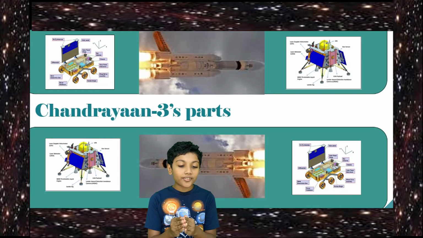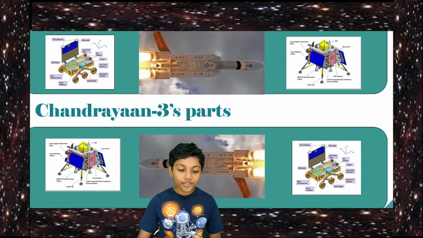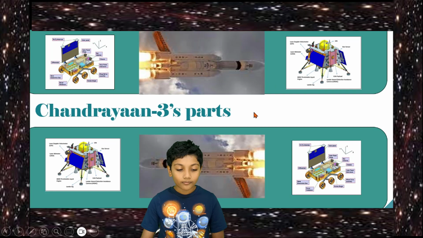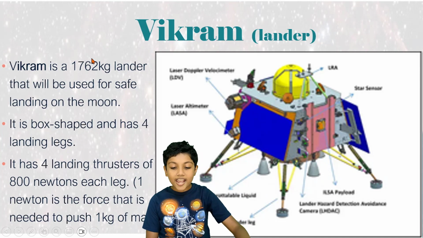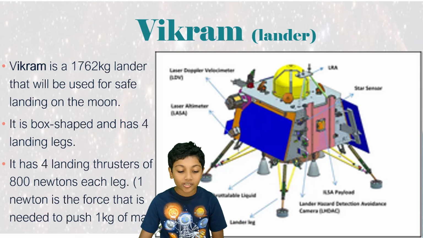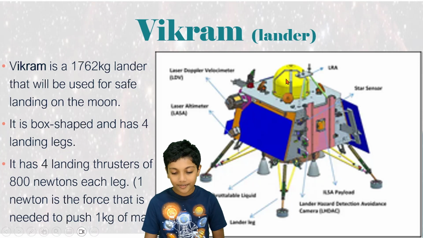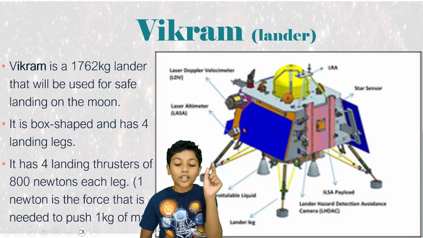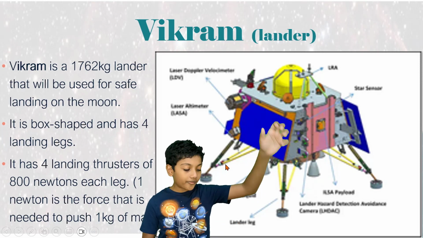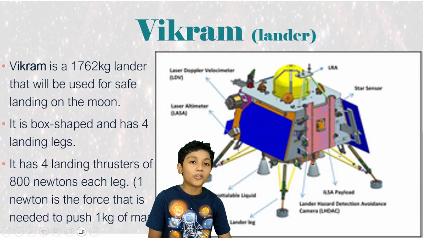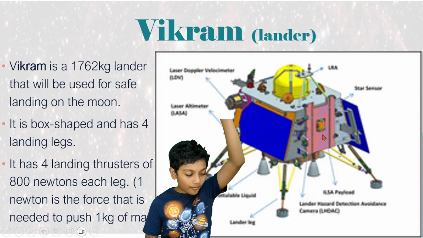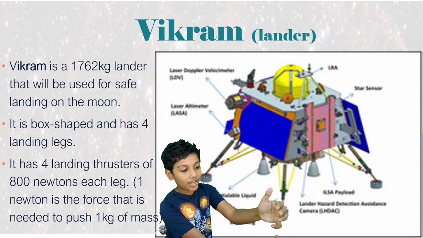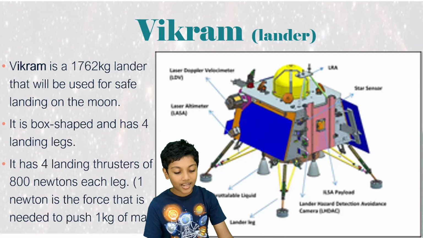Now, let's go through Chandrayaan-3's parts. Let's first start with Vikram, the lander. It's used for actually landing on the moon, and it's very box-shaped, as you can see in this picture. It has 4 landing thrusters, which help it stabilize on the moon. If that wasn't there, then it would have just crash landed onto the lunar surface. So to avoid that, they have this.